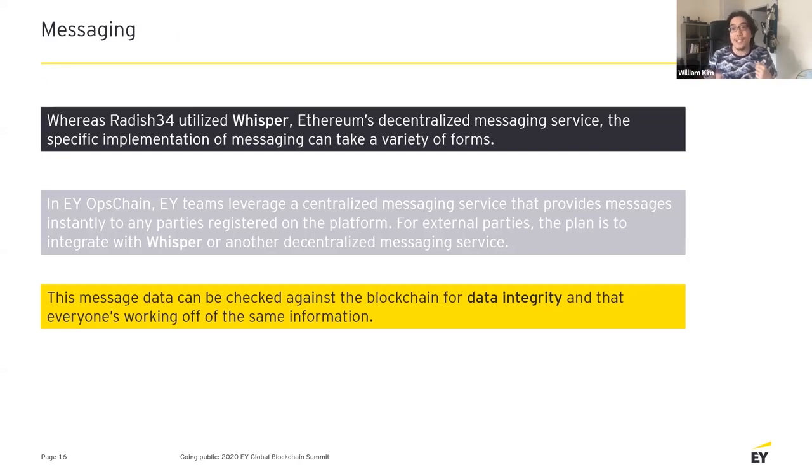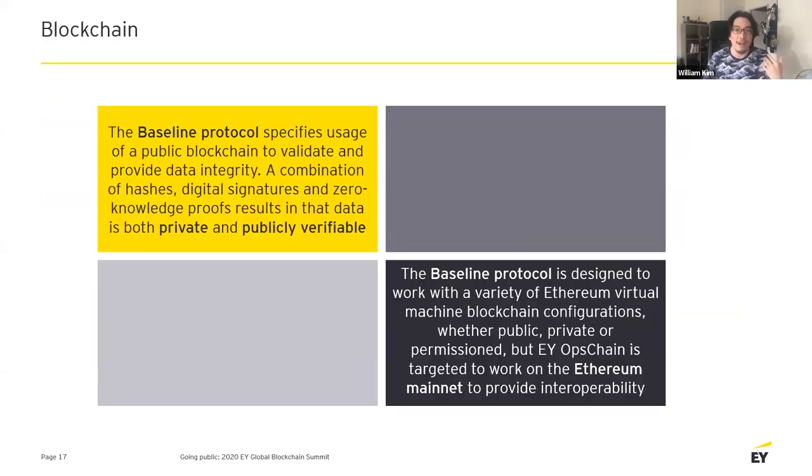OpsChain uses an internal centralized messaging service for transaction speed and durability, but we do plan on integrating a decentralized messaging service in the future. But regardless of how the messages are sent, what's important is that the data in those messages can be checked against the blockchain. That ensures data integrity and that everybody is working off of the same information. So speaking of the blockchain, now we're going to talk about the blockchain itself.